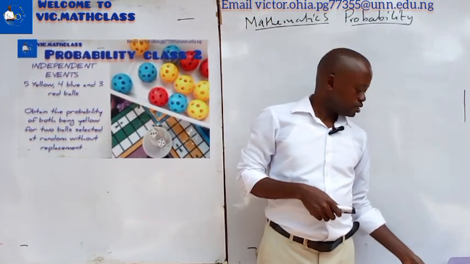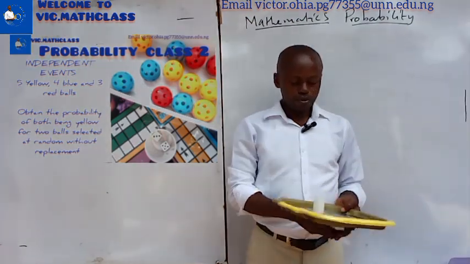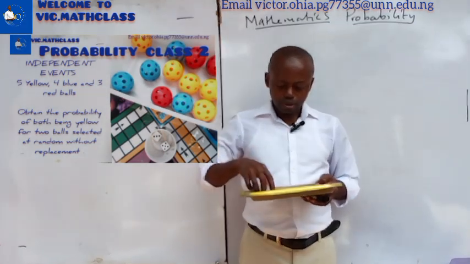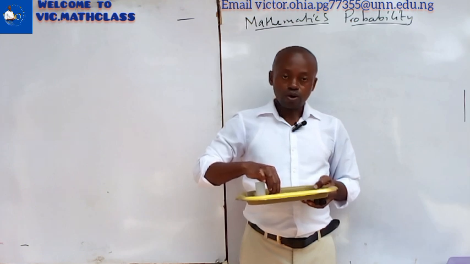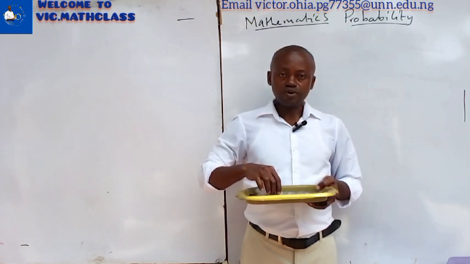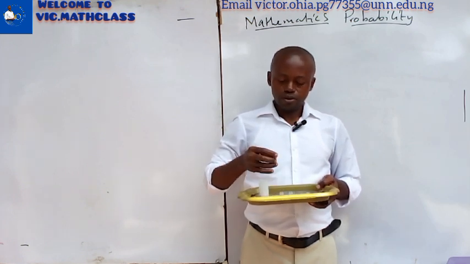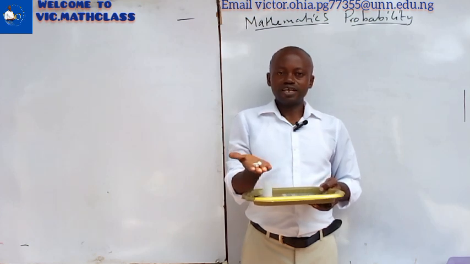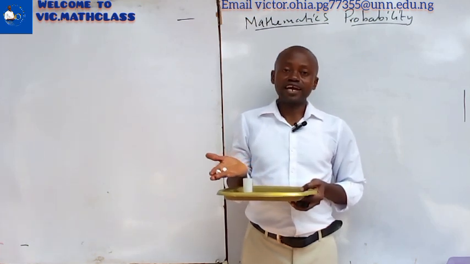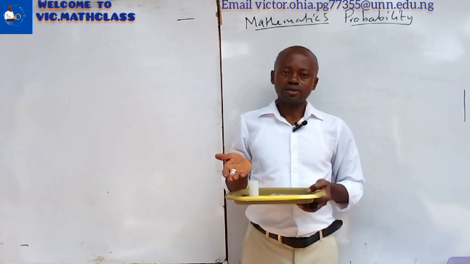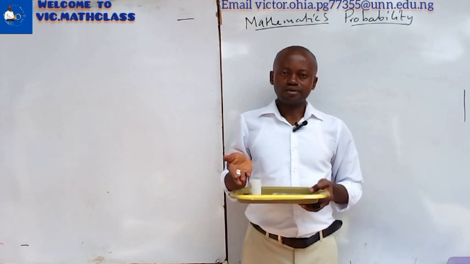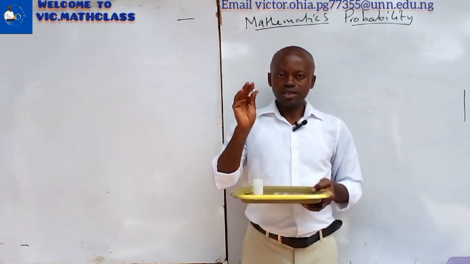All right, look at this. Two events are said to be independent when the occurrence of one does not in any way affect the occurrence of the other. So these are two events. These are two dice. I'm going to roll them once, and then we'll look at the sample space, see the results that can be obtained and answer some little questions around it. Why are they said to be independent?